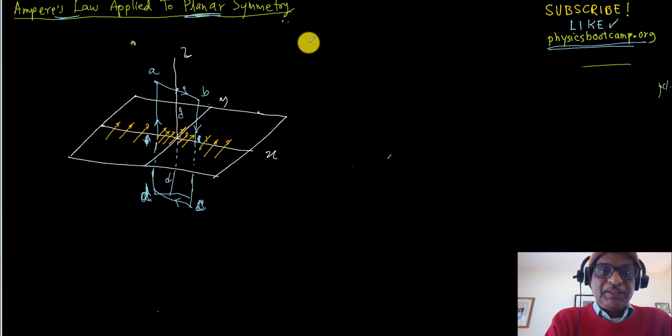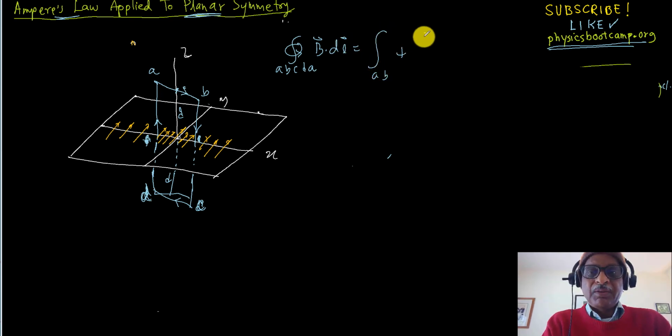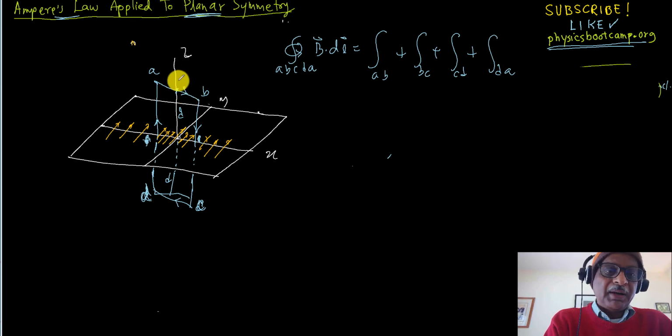doing this integral on this oriented loop a b c d a, B dot dl, this goes a to b, b to c, c to d, d back to a. So a to b, you remember this is the direction of the B field also here, right? B is in that direction and dl is in that direction. So I just need to get the length of this, how big that is.